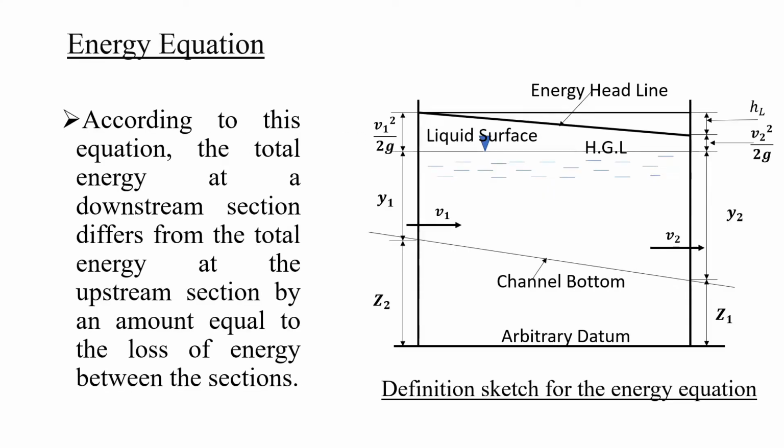In the one-dimensional analysis of steady open channel flow, the energy equation is used in the form of Bernoulli equation. According to this equation, the total energy at a downstream section here will differ from the total energy at the upstream section here by an amount equal to the loss of energy between the sections, that is HL.